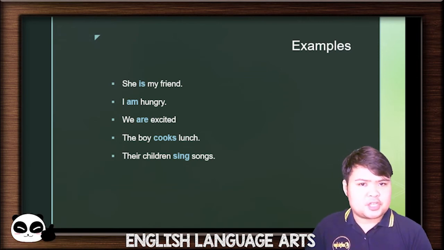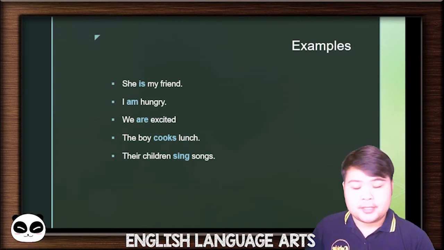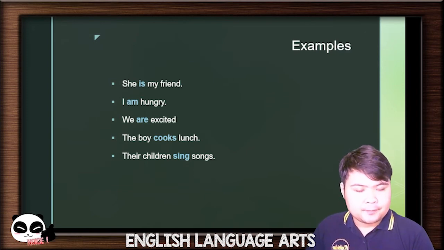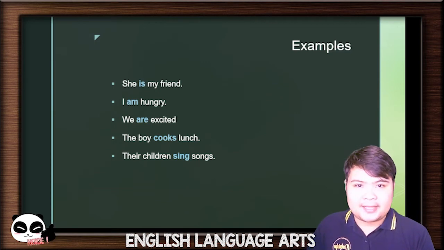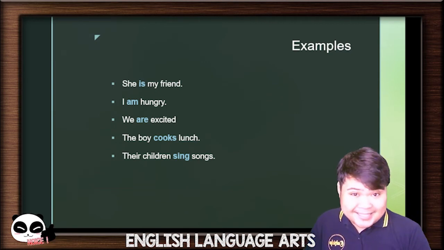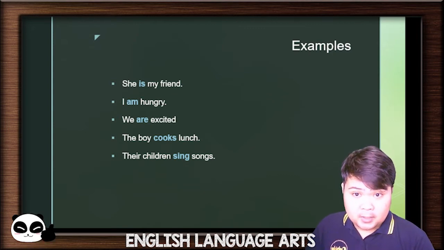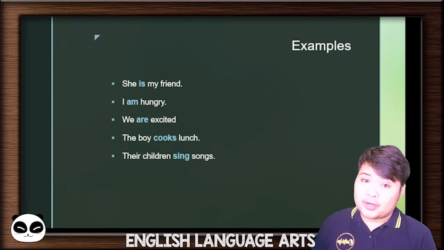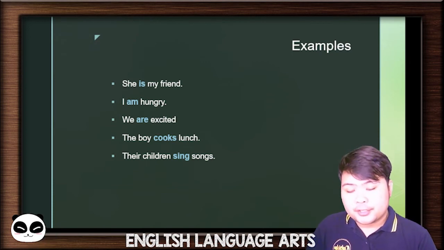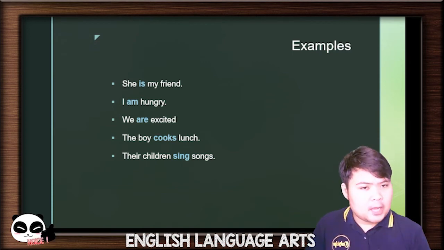Let's look at the next one, shall we? The boy cooks lunch. Boy is singular. It's in its base form. You don't do anything. You didn't add anything to the word boy. It's as simple as that. And so the verb has to be S form. The S form of cook is cooks. The boy cooks lunch. How about the next one?